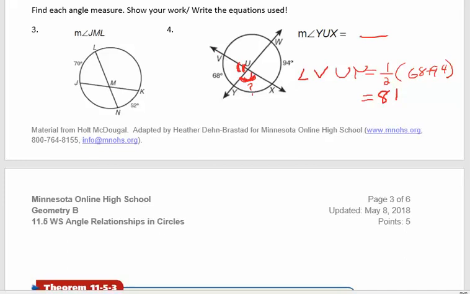But I need to find the measure of angle YUX to answer the question. Together, these two angles form 180 degrees. They're a linear pair. So to find this, you'll take 180 minus the measure of the angle we just found.